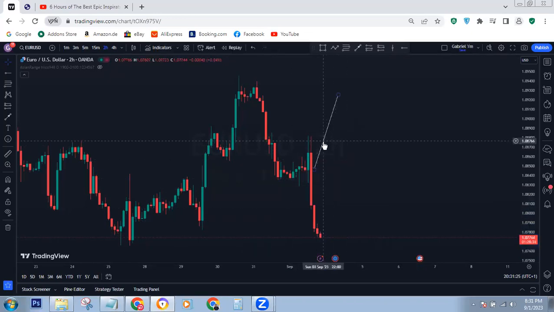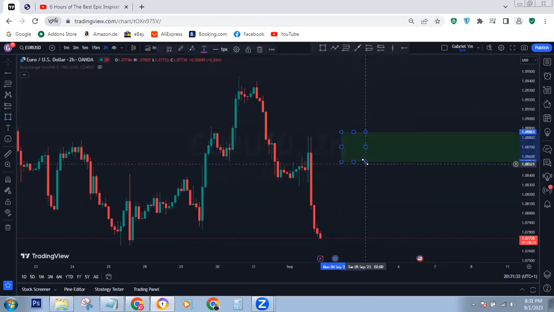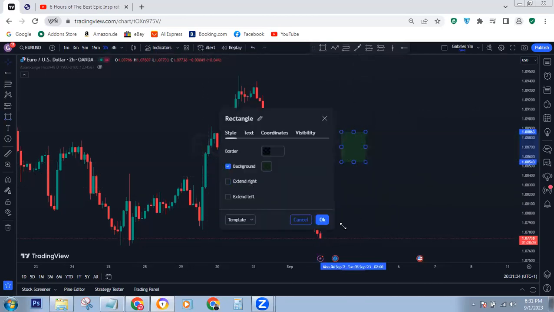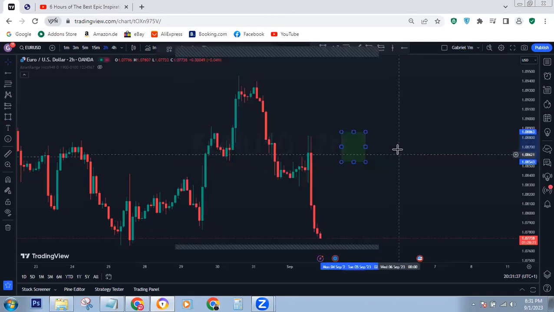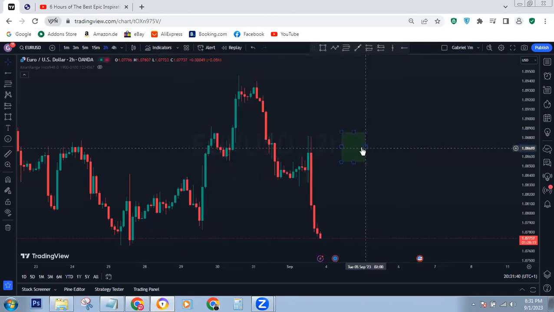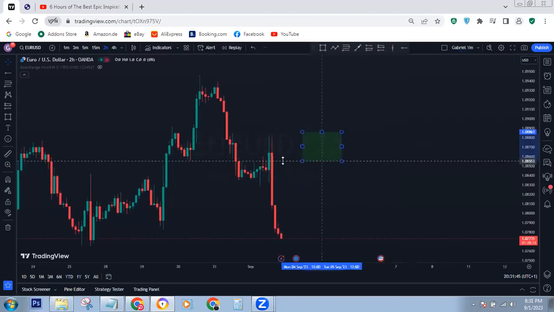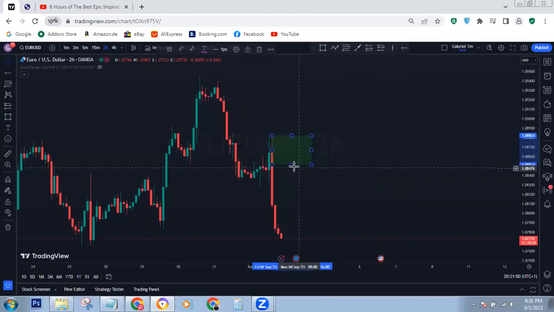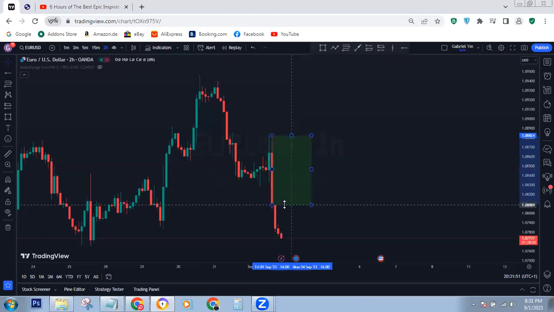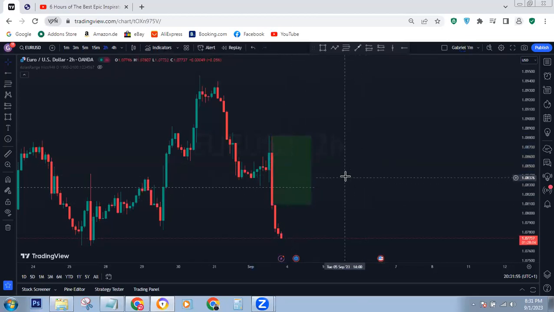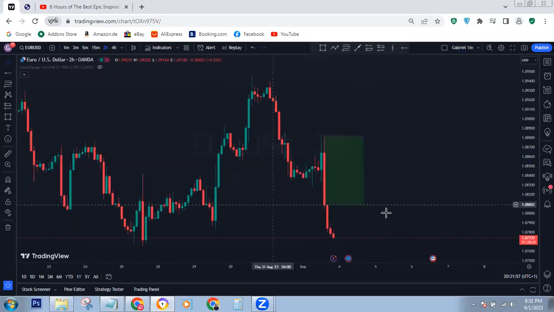Now, let me delete all this. Let's pick one candle. I'm going to draw this box over this long red candle. I told you, because I'm on the 2 hours time frame, each of these candles took 2 hours to form.